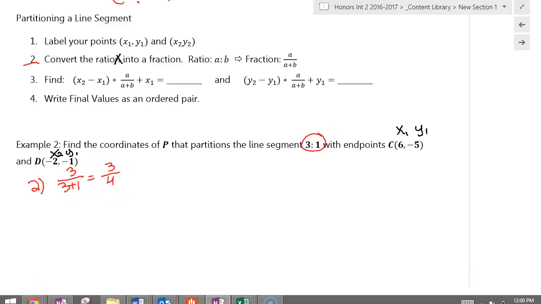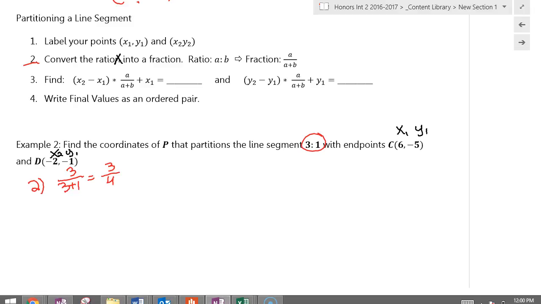Okay? So there's 2 different ways these questions will be asked. Sometimes they'll say, like, partition it into 3 to 1, or they'll say that it goes 3/4. Right? If it tells you a fraction already, it's done number 2 for you. So if it gives you a fraction, you just don't have to worry about number 2, which is nice.